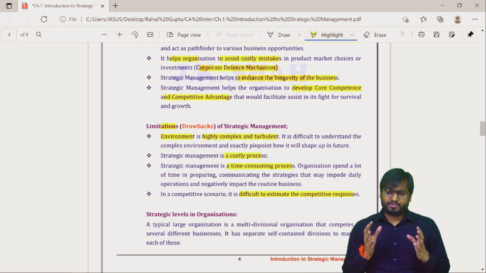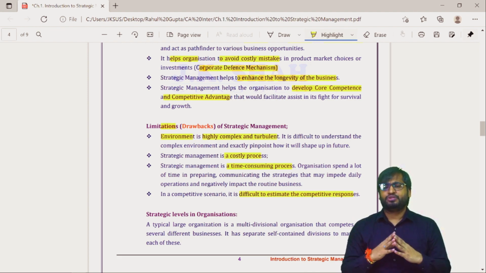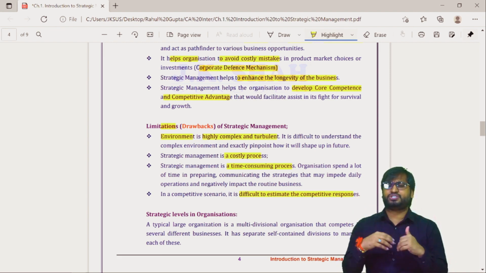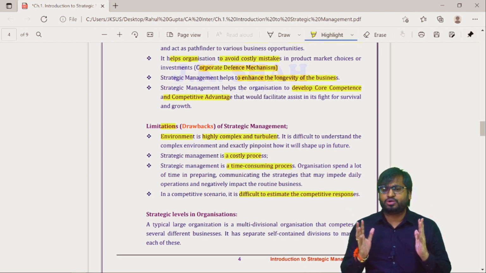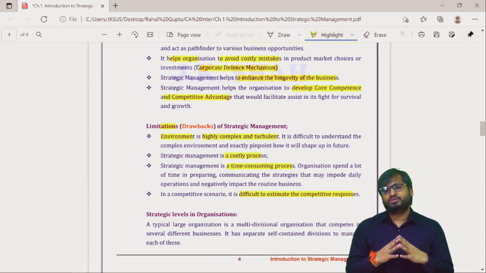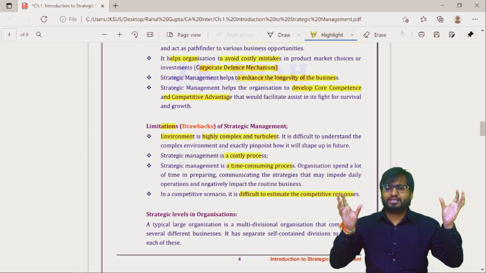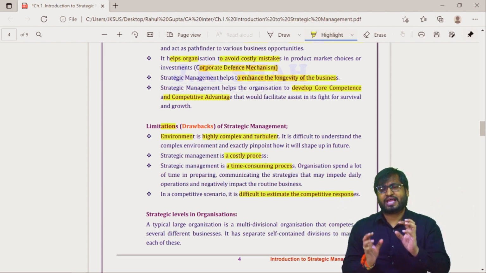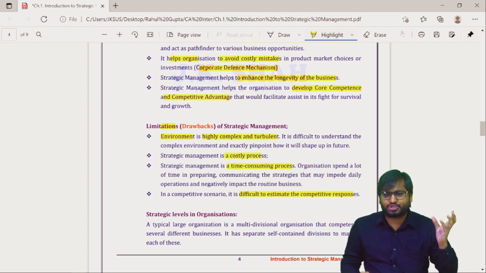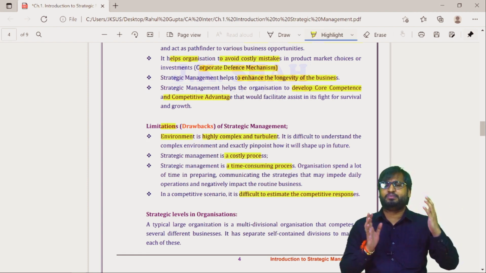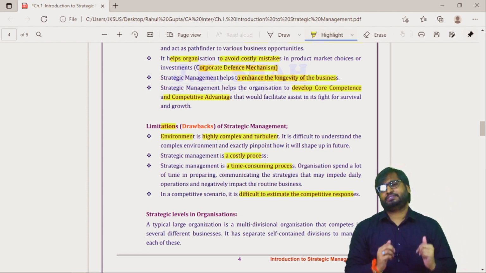So if a company like ITC has multiple businesses, do you think corporate level managers will be able to take decisions for all the businesses in one go? No, it is very difficult for them to manage this. So they have created individual businesses, and for those they have business level managers. Now business level managers are responsible for a particular business.